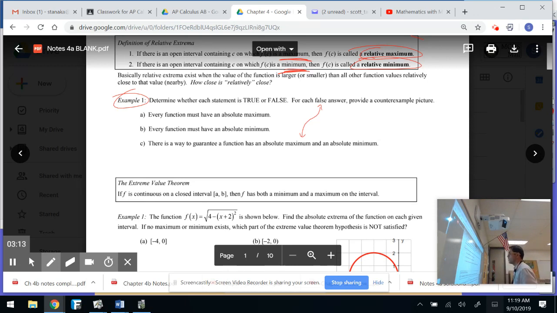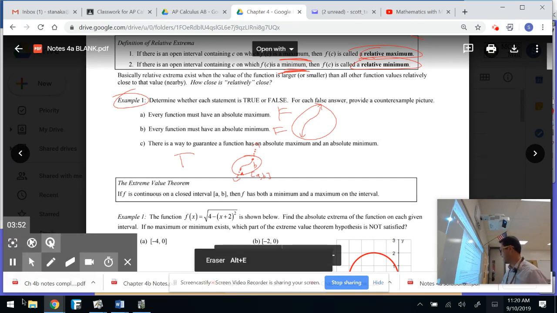C, there is a way to guarantee a function has an absolute max and absolute min. Believe it or not, that is true. So A and B are false, but C is true. What I could do is use that same function, but cut it off. Let's start it there, and let's end it there. Even though it goes on forever, let's say I limit it to the interval from A to B. If I limit it to an interval from A to B, f of A would be the absolute minimum, and f of B would be the absolute maximum.